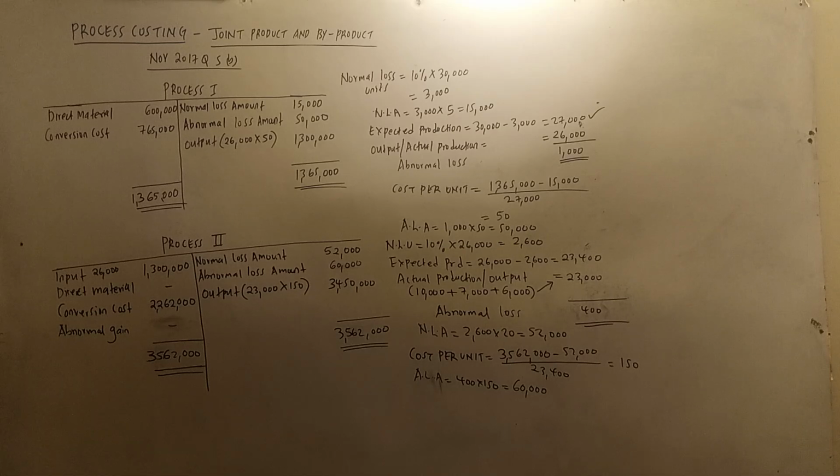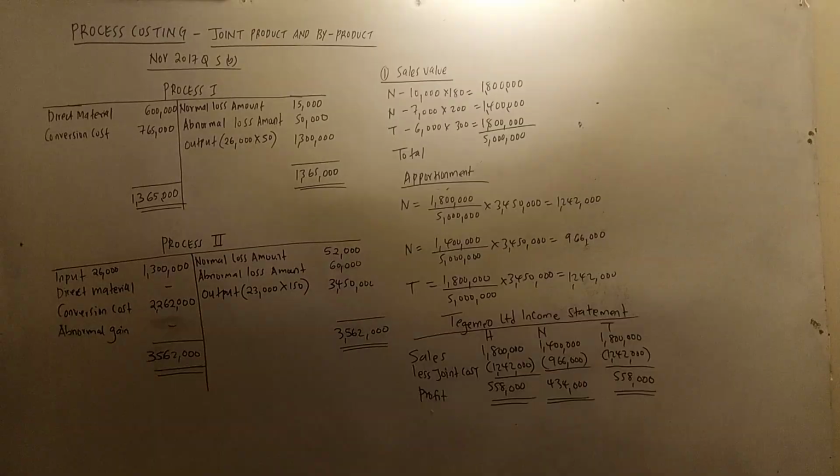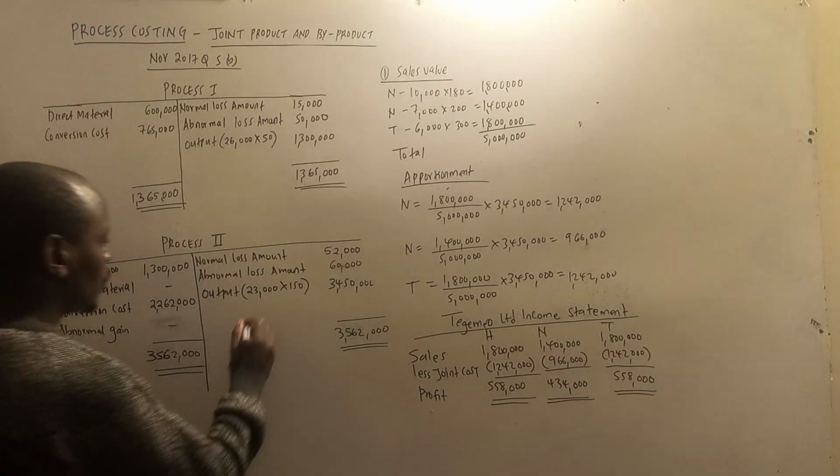Now we are to apportion. So allow me to rub the other side so that we can apportion. So let us see the apportionment. Now when it comes to apportionment, this question requires us to use the sales value method. For the sales value method, we need to first compute the total sales. For that, we use the output, this one, 23,000.